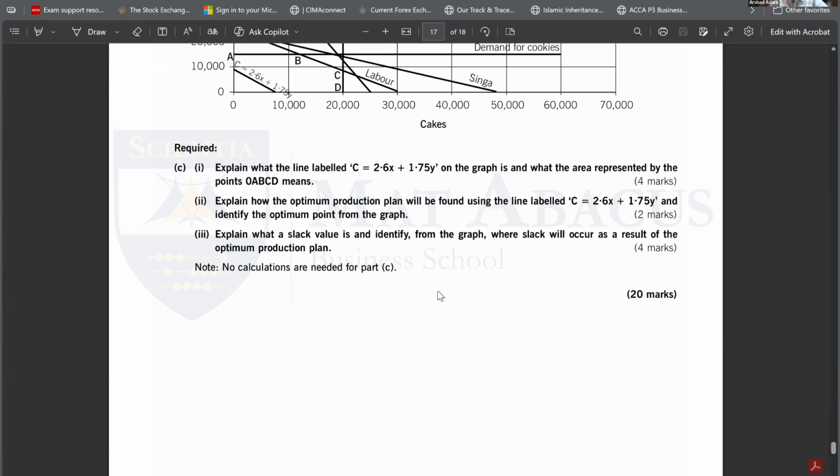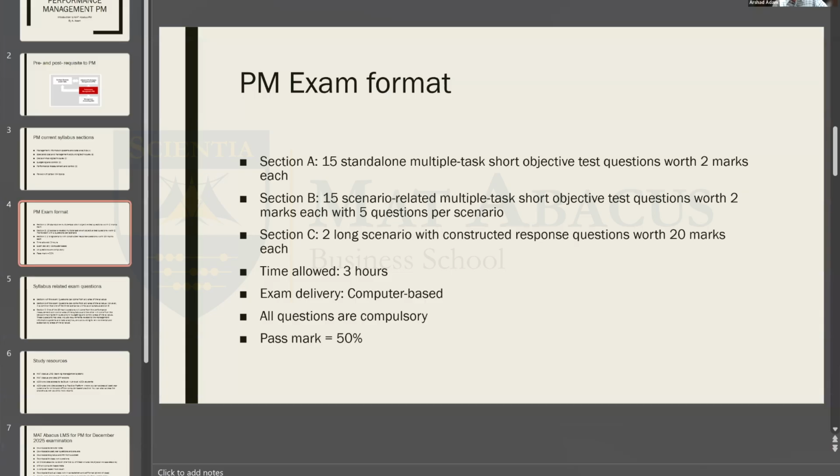So 15 times 2, 30 marks for section A. 15 times 2, 30 marks for section B. 2 times 20, 40 marks for section C. And that makes you a total of 100 marks that you have to attempt.